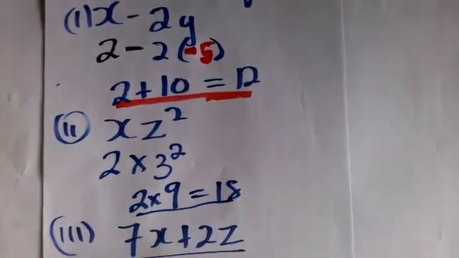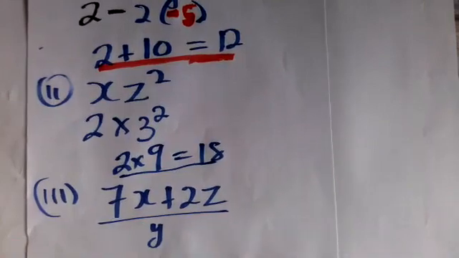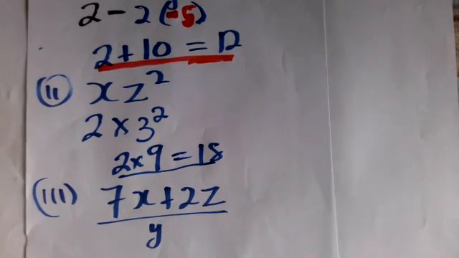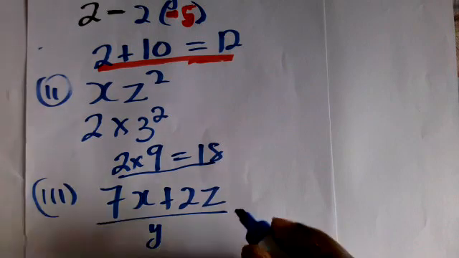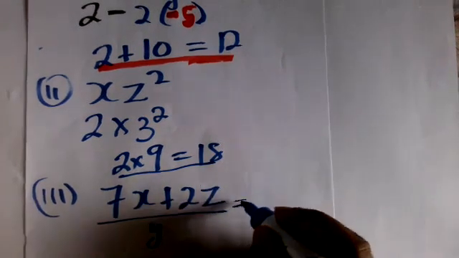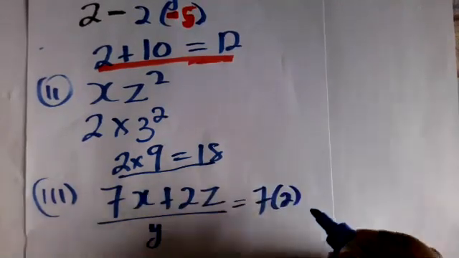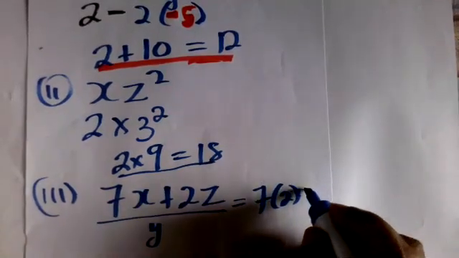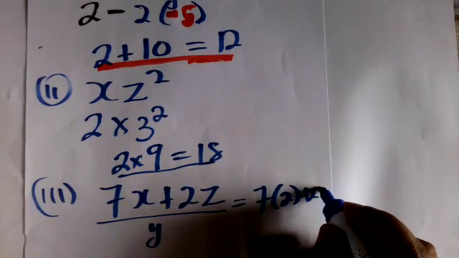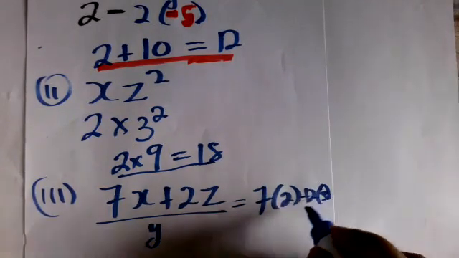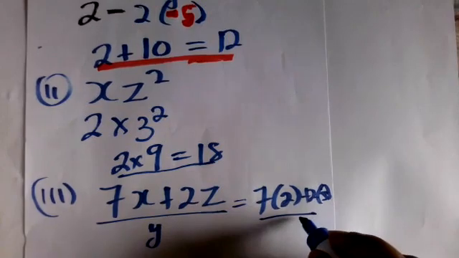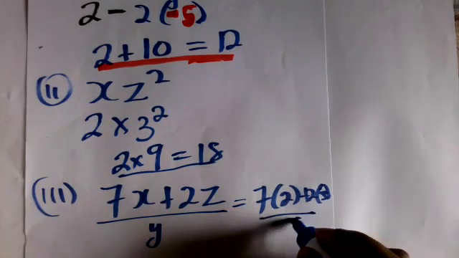Look at this one now. This one says 7x plus 2z divided by y. Again, this is just substitution. We're going to substitute the values. We're going to do it right over here. So 7 times 2 plus 2 times 3 upon y, which is -5.